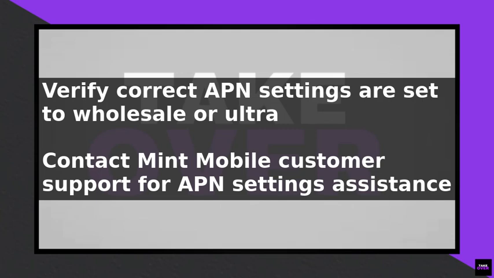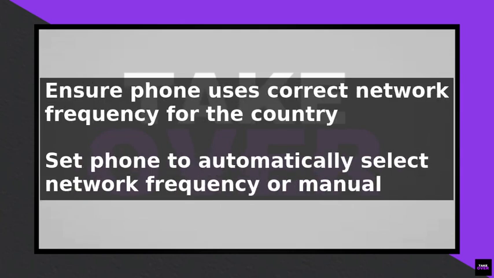Another common issue is that your phone is not using the correct network frequency. Make sure your phone is set to automatically select the network frequency or manually select the correct frequency for the country you are in. If you are still having trouble, try restarting your phone or removing and reinserting your SIM card. This can often resolve connectivity issues.